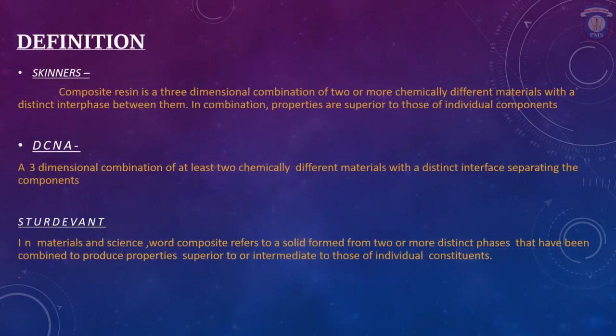Composite is defined by Skinner as a three-dimensional combination of two or more chemically different materials with a distinct interface between them. In combination, properties are superior to those of individual components. According to Sturdevant, in materials science, the word composite refers to a solid formed from two or more distinct phases that have been combined to produce properties superior to or intermediate to those of individual constituents.